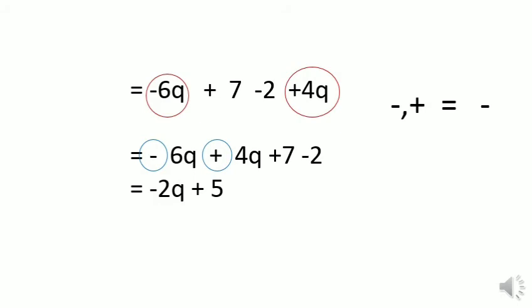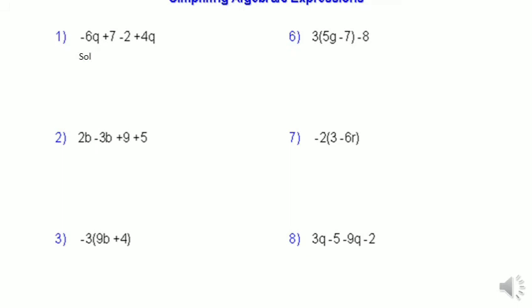Constant numbers we always write at the end, and while arranging we always write alphabetically: P, Q, R, like this. So the question was minus 6Q plus 7 minus 2 plus 4Q. We arranged it alphabetically, minus 6Q plus 4Q. Because we have only one variable, we didn't do it. Plus 7 minus 2. So minus 2Q plus 5 is the answer for question number 1.